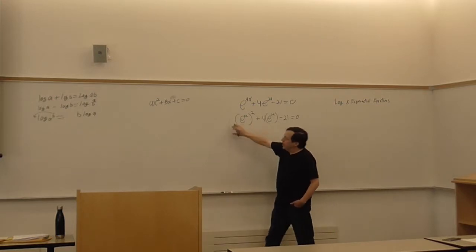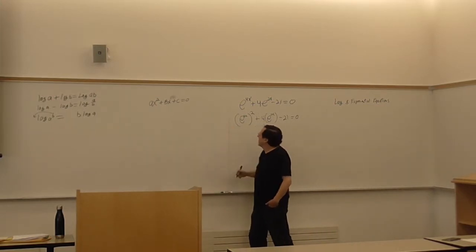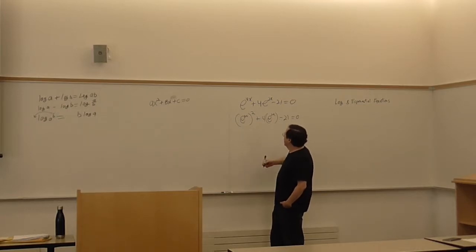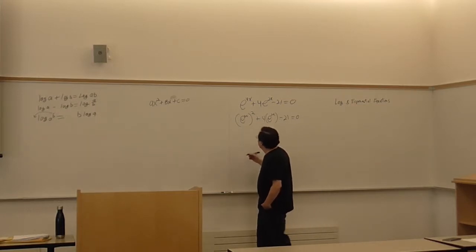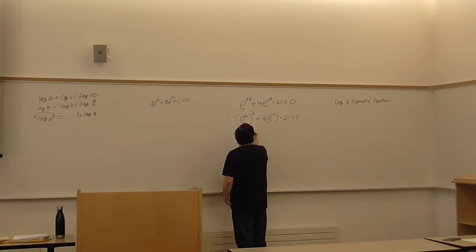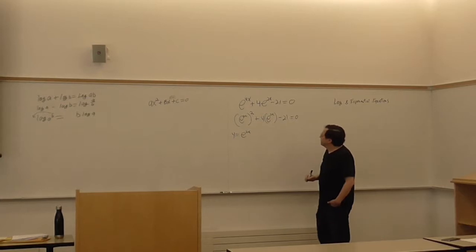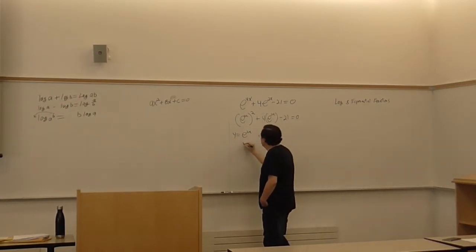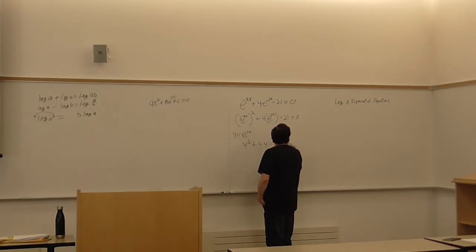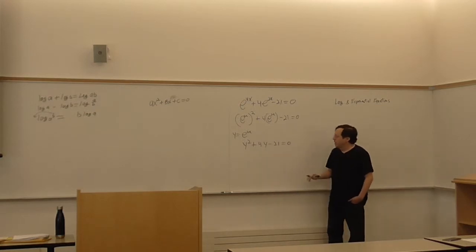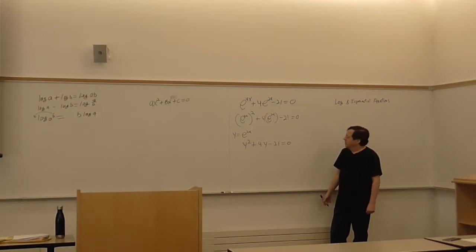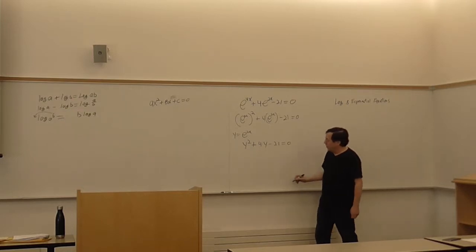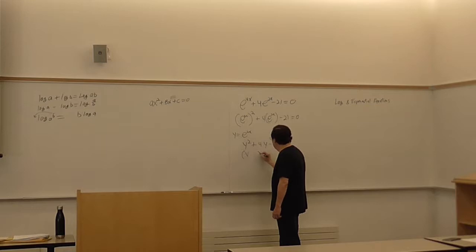So here e to the 2x is taking the place of x over here. Let's give it a different variable so we don't get it confused. Let's just say y equals e to the 2x. So this becomes y squared plus 4y minus 21 equals 0. Now this, of course, is something we have a handle on, right? We could either use the quadratic formula, or we can even try and factor this.